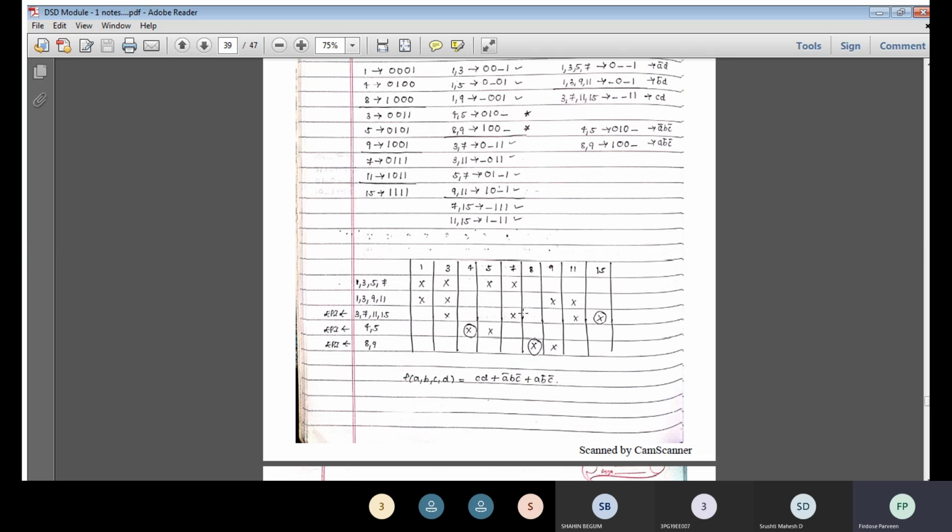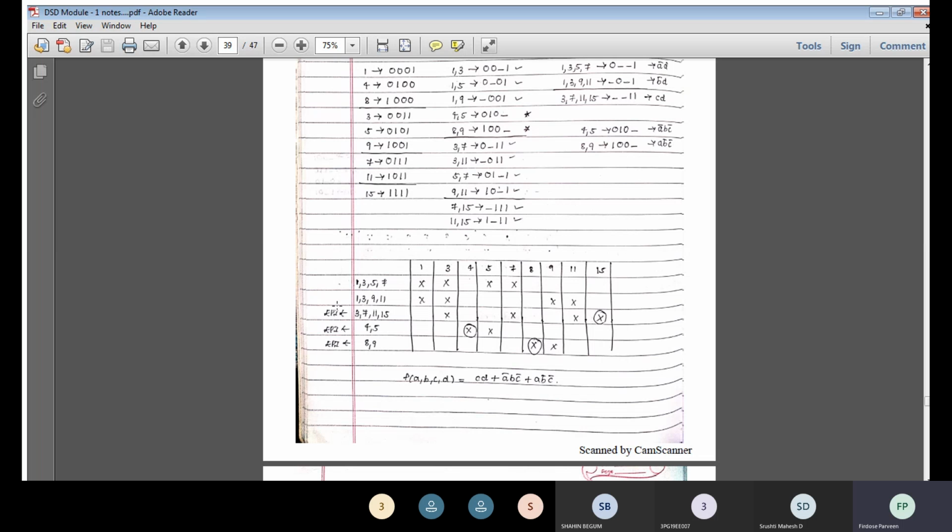Rest all I will not be putting a cross mark. Next 4, 5 at the cell number 4 and at the cell number 5. 8, 9 again at 8 and 9. So whichever is a single cross mark in the column, that is cell number 4 and cell number 8. So this becomes your essential prime implicant. As well as 15 is also your essential prime implicant.